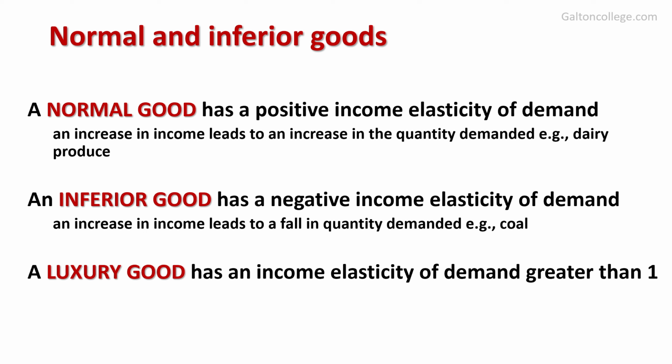And there's also a luxury good. As incomes increase, we buy even more of this. So if incomes go up by 2%, we might buy 3% more of this good. So it's called a luxury good. So we have three ways of classifying goods in terms of income elasticity.